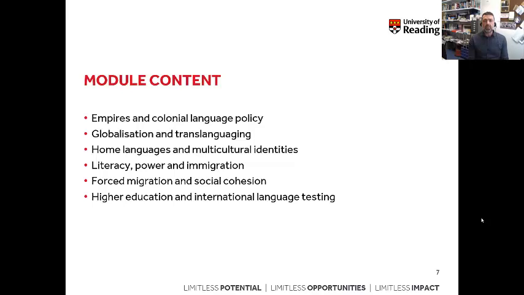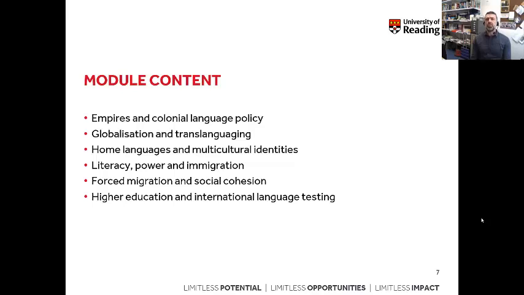We bring that down to the level of families and communities part of the way through the module by looking at how specific communities look at home languages and how that relates to multicultural identities. And again, we look at specific instances of language use among communities in the UK as well as across Europe and in the US. Again, at that micro level, we want to understand how literacy fits into immigration. So we look at specific examples of the literacy practices of migrants.